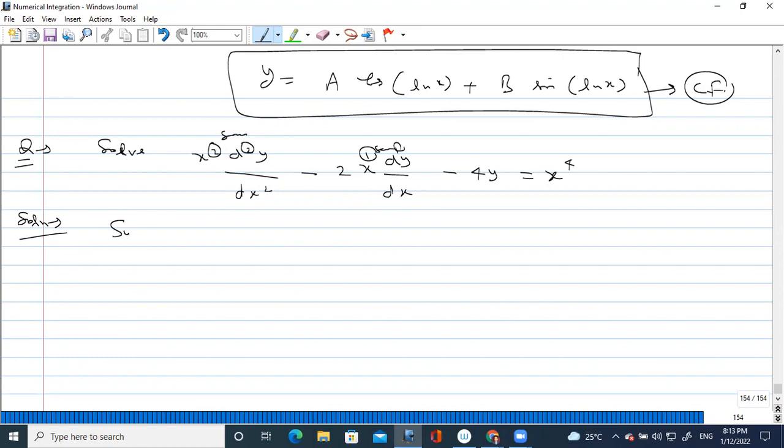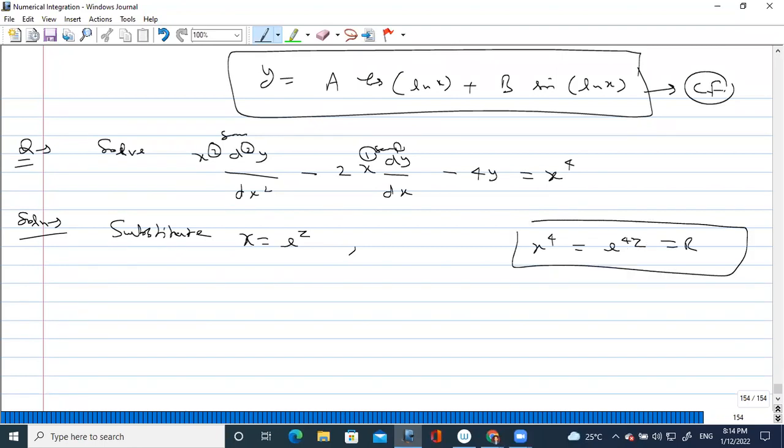Okay, so what you have to do, substitute x equals e to the power z. Now tell me, x to the power 4 will be e to the power 4z, so that will be my r actually. Only this difference is there, otherwise same. So x equals e to the power z, and some more replacement you have to do.